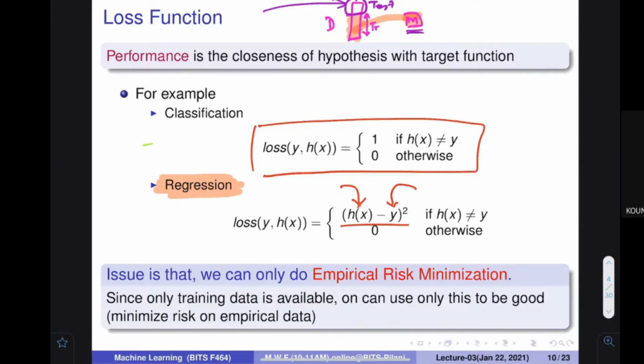Okay, so a very important point is this, and it is also a very technical term people talk about: what is empirical risk minimization? So the point is, what kind of data is given to you? Only training data is given to you. Testing data is actually not given; whatever data is given to you, that is given for the training.